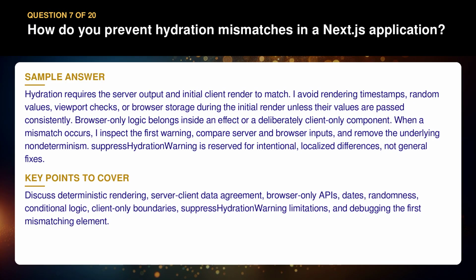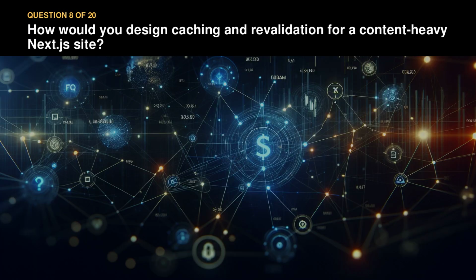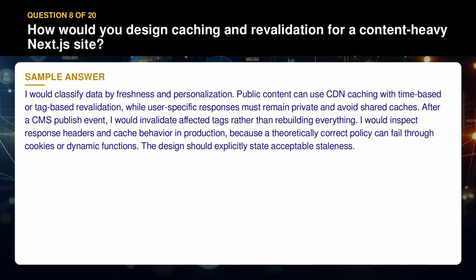the first mismatching element. Question 8. How would you design caching and revalidation for a content-heavy Next.js site? I would classify data by freshness and personalization. Public content can use CDN caching with time-based or tag-based revalidation, while user-specific responses must remain private and avoid shared caches. After a CMS publish event, I would invalidate affected tags rather than rebuilding everything.